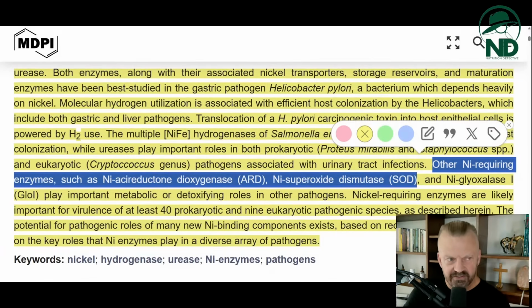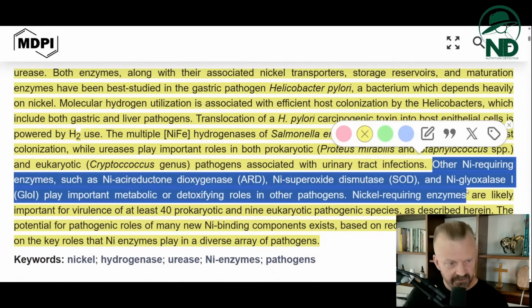When people out there say copper superoxide dismutase, manganese superoxide dismutase, nickel superoxide dismutase, I want you to understand that yes, there is a zinc superoxide dismutase, and even good minerals have to be kept under control. This includes iron and zinc. But superoxide dismutase is a protective thing against that mineral harming you. Free metals are generally not good. Okay, and nickel glyoxalase play important metabolic or detoxifying roles in other pathogens.